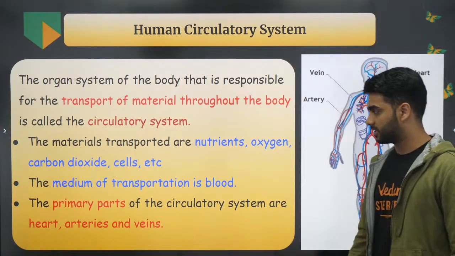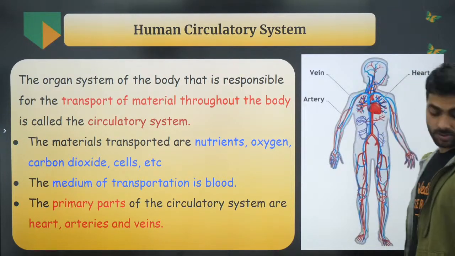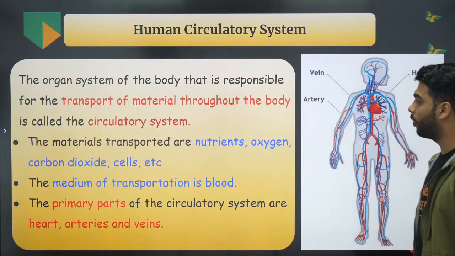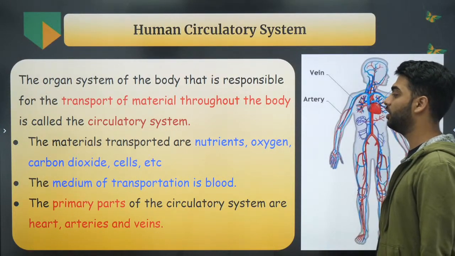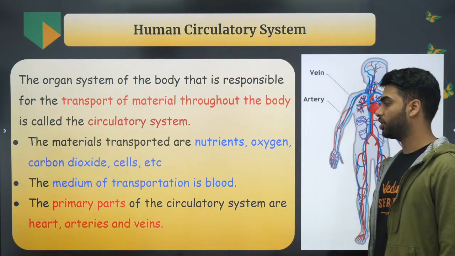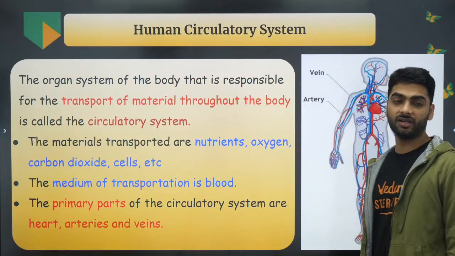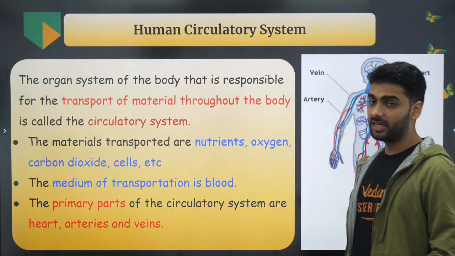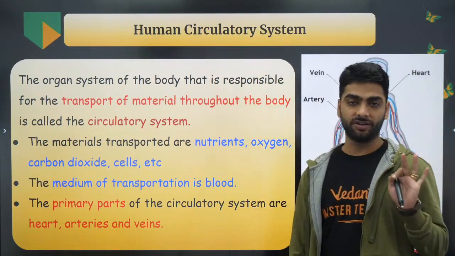Human circulatory system. The organ system of the body that is responsible for transport of material throughout the body is called the circulatory system. The materials that are transported are nutrients, oxygen, carbon dioxide, and cells. And the medium of transportation is blood. The primary parts of the circulatory system are the heart, arteries and veins. Okay? A very, very important concept of the human circulatory system.